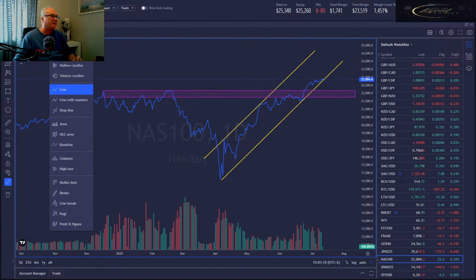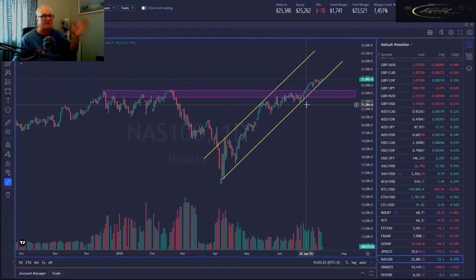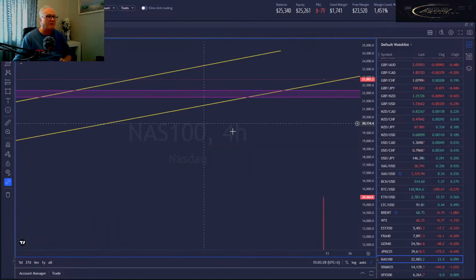But let's take it back to the candles, because you know why we trade on the candles? So we can see the green and red. It helps us to see which way it's going. And then we can just take it back to the 4 hour chart.